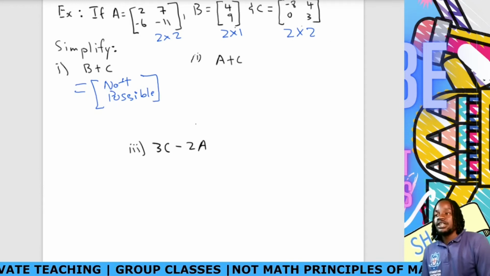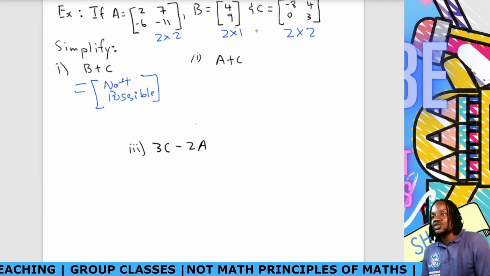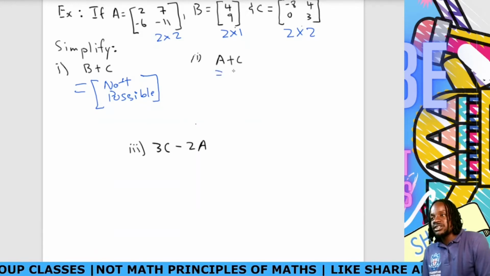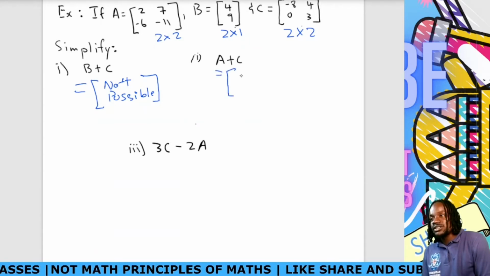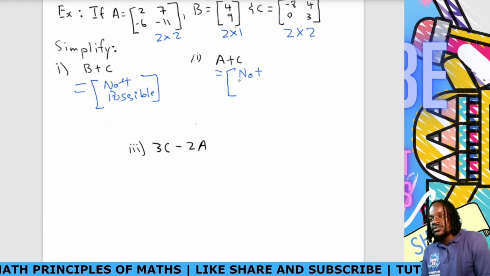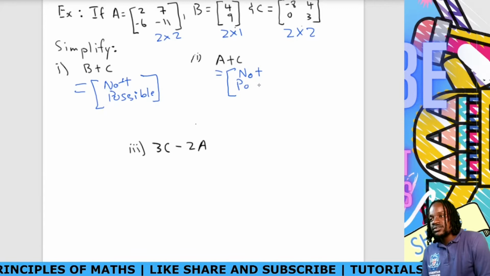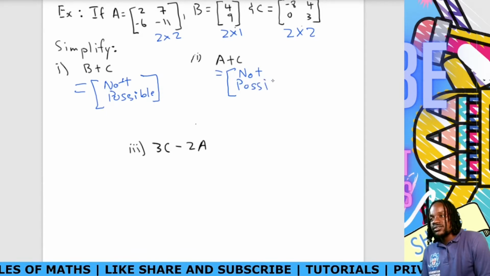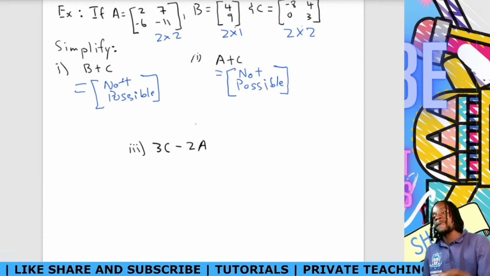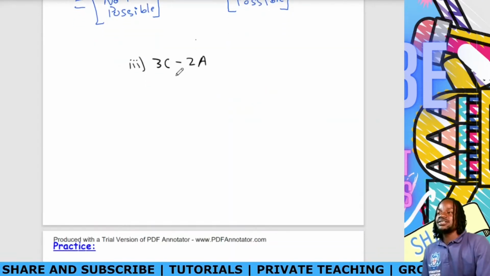Alright, next, A plus C. A is a 2 by 2, C is also a 2 by 2. So A plus C will also be not possible. And then we have 3C minus 2A.